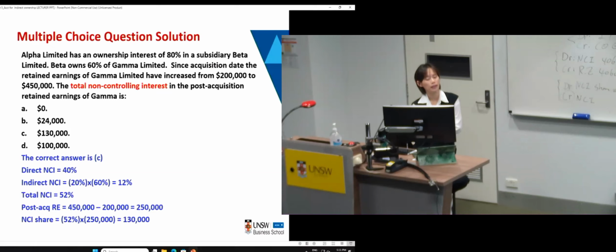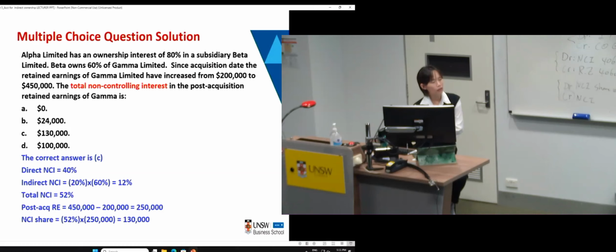What about INCI? To find the INCI, we first of all have to identify the DNCI in Beta, right? The DNCI in Beta is 1 minus 80%, that is 20%. Now, this party has an indirect non-controlling interest in Gamma. So using 20% multiplied by 60%, which is equal to 12%. Right? So therefore, the total NCI interest in Gamma will be 52%.